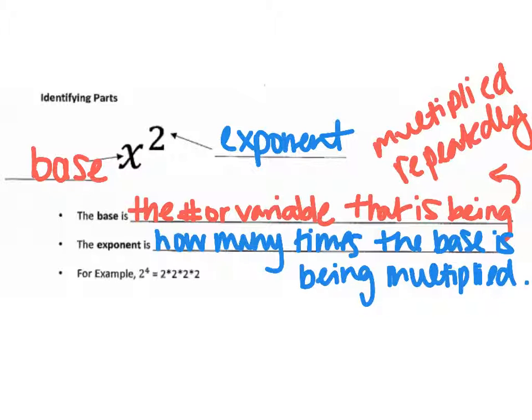So for example, 2 to the 4th power, 2 is the base, 4 is the exponent, okay? And 2 to the 4th power is 2 times 2 times 2 times 2. 2 is the base, that's the number being multiplied repeatedly. The 4 is the exponent, that tells you how many times to multiply 2 by itself. Okay? So 2 times 2 times 2 times 2 is 16.